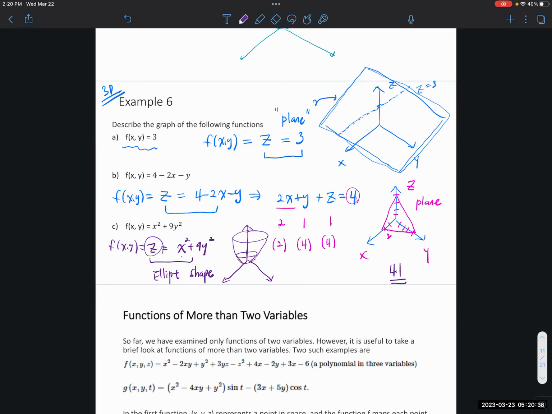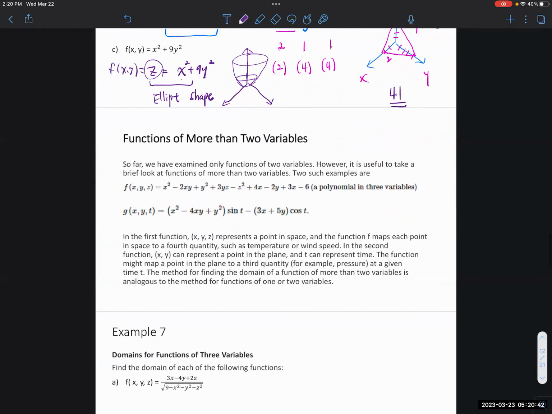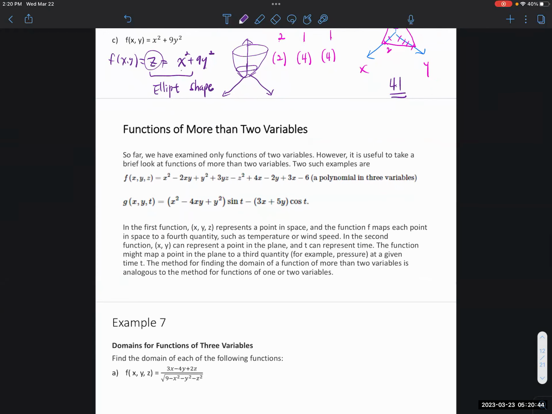So next concept, what if we have more variables? As I mentioned, you could have more variables, not only x and y, but also x, y, z, or you can have x, y, t, because time could be another variable. I'm just putting some examples, f of x comma y comma z, very complicated, but this is still a function. And then you're going to find the corresponding outcome in the 3-dimensional space.